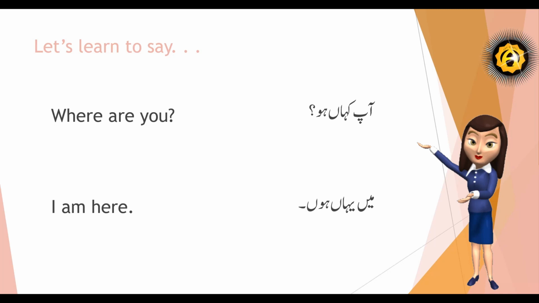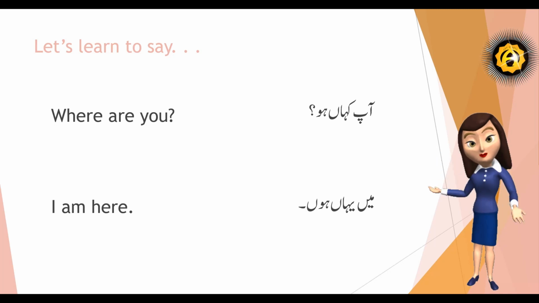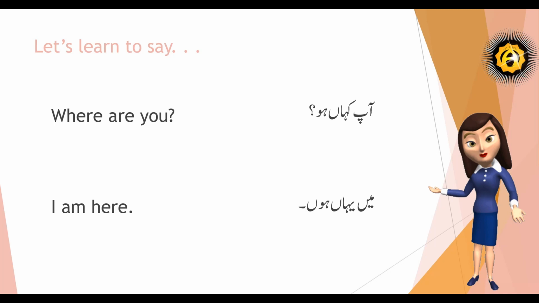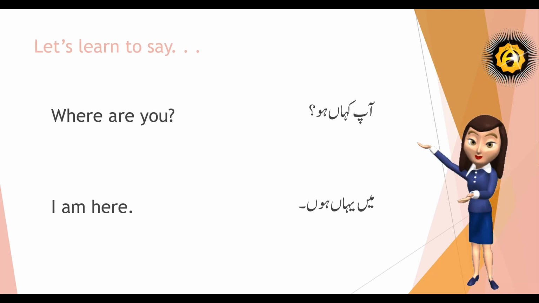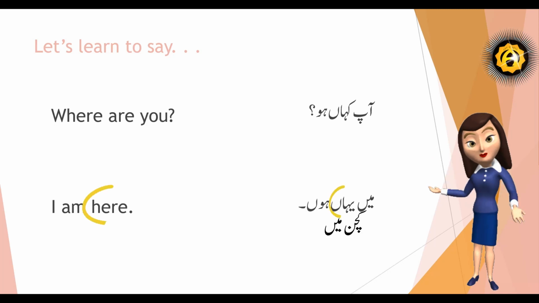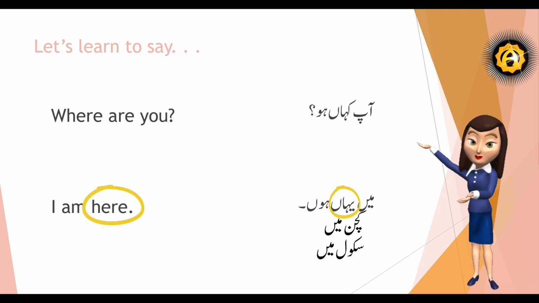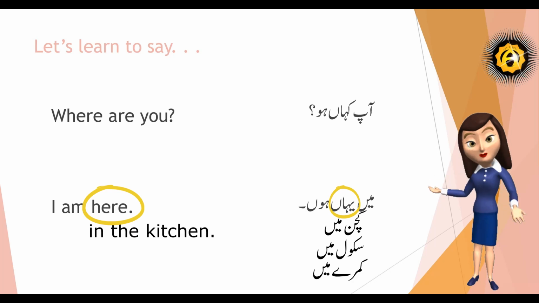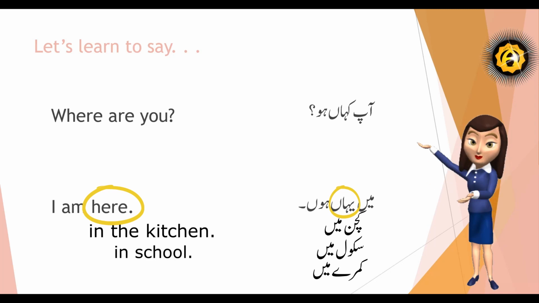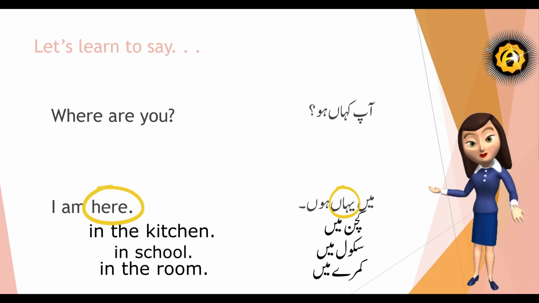Alright, now let's repeat one more time. Where are you? आप कहाँ हो? I'm here. मैं यहाँ हूँ. और मैं किचन में हूँ. मैं स्कूल में हूँ. मैं कमरे में हूँ. I am in the kitchen. I am in school. I am in the room.